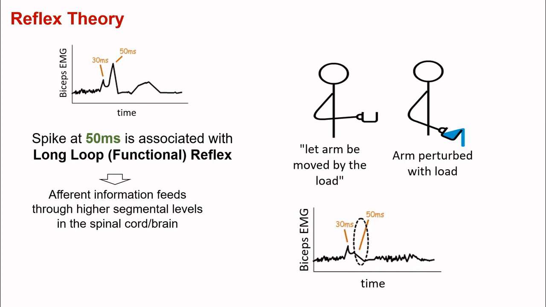We still see a spike at 30 milliseconds that's associated with the monosynaptic stretch reflex that we looked at on the previous slide. But the spike associated with the long loop reflex has now gone. What we see here then is that the long loop reflex is under voluntary control. A change in intention, performing a different task, can flexibly modulate this aspect of the reflexive response. To use other language, the long loop functional reflex is a volitional response.